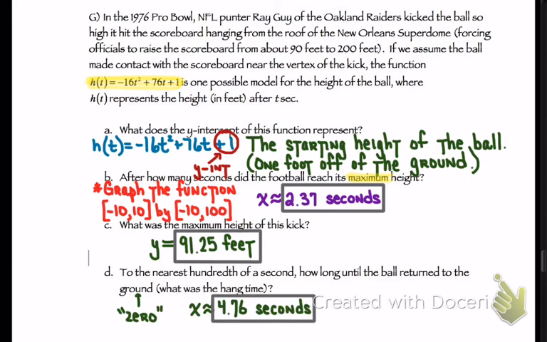I know that's the 0 of my function, so the 0 is approximately 4.76 seconds. Hopefully, this video was a little bit better. I tried to show you my graphing calculator, what was going on, and we'll go from there.